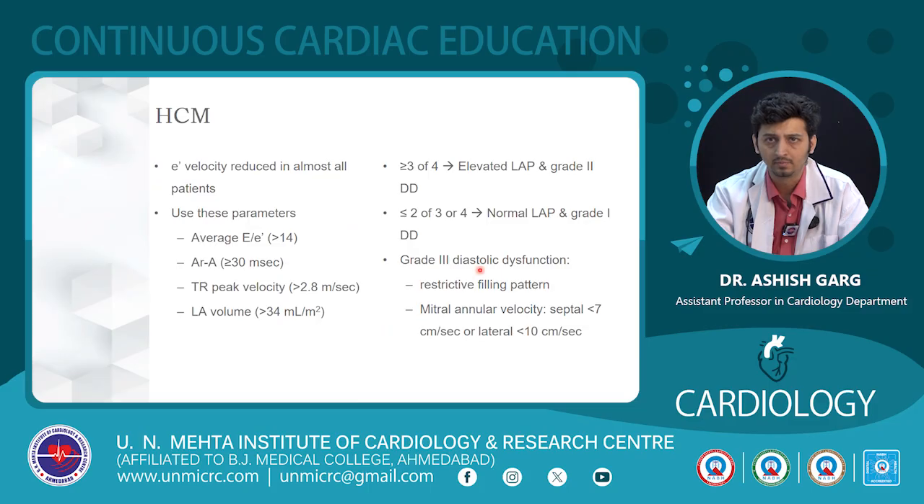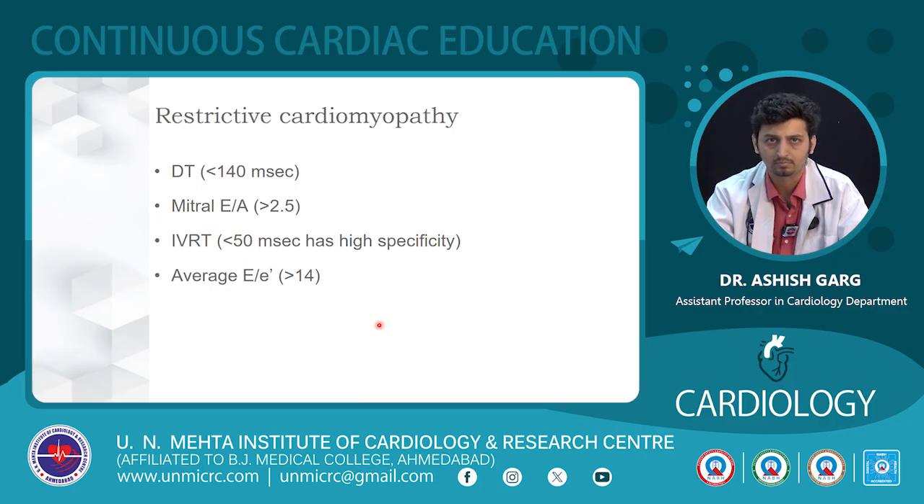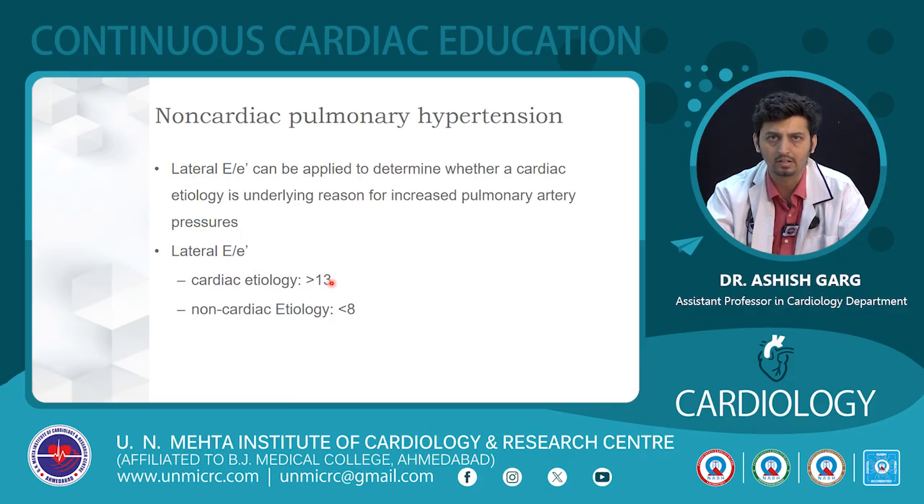In HCM, E by E prime is a reliable index, the LA volume is a reliable index, and so is a TR peak velocity more than 2.8 meters per second. The most important here is the E by E prime, which helps us to determine if the patient has diastolic dysfunction or not. In restrictive cardiomyopathy, IVRT and E by E prime are reliable indicators.